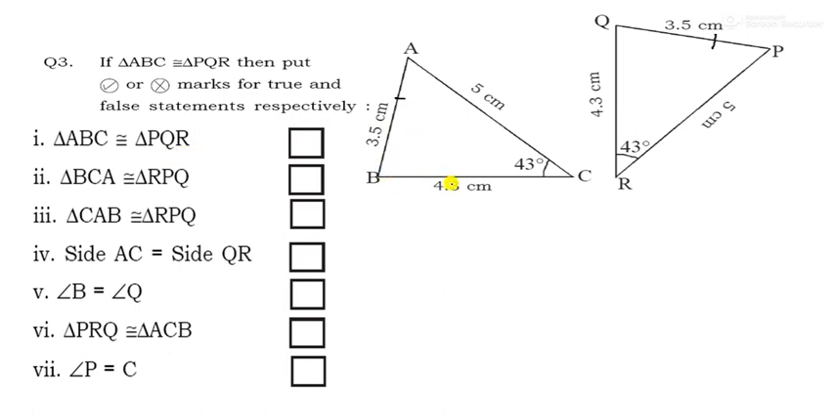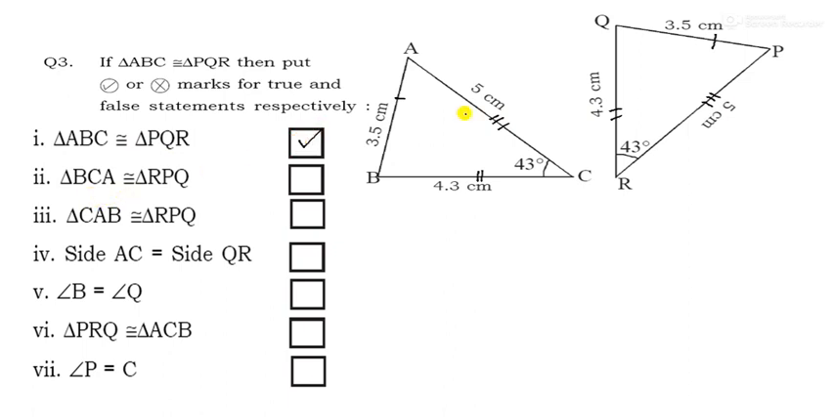Now come to the ABC. BC is 4.3. Here is QR. QR is 4.3. You can put here a double line. So here is the double line. It is also equal. And the rest is 5 centimeters, so it is also equal. So you can put the three lines. So all these triangles are congruent. So you can write here tick.